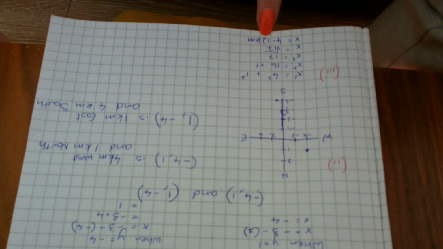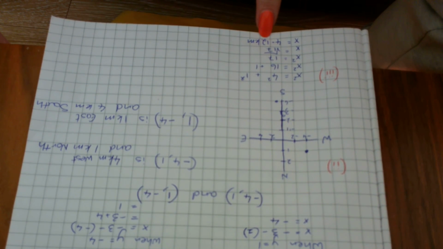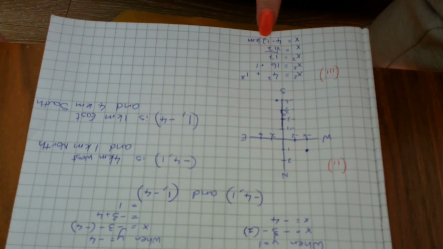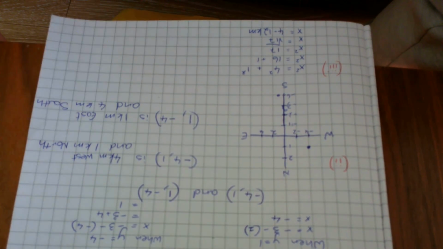Now I rounded to 4.12 because it says in the question to give it to 3 significant figures, not 2 decimal places. Be aware of that. So significant figures, 1, 2, 3 significant figures.